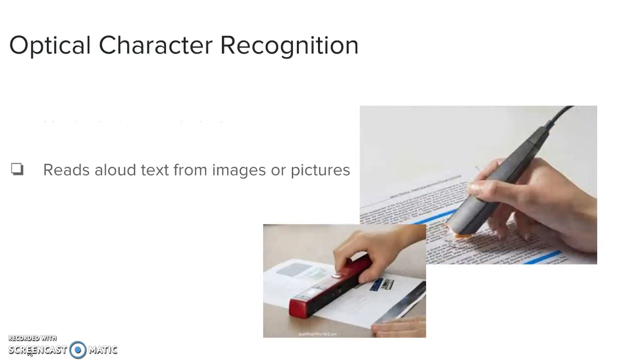Next is optical character recognition. Optical character recognition reads aloud text from images or pictures. Students who may have a reading issue can use OCR by taking photos of worksheets and other documents. They can even use it on things like street signs, which is a really neat factor.